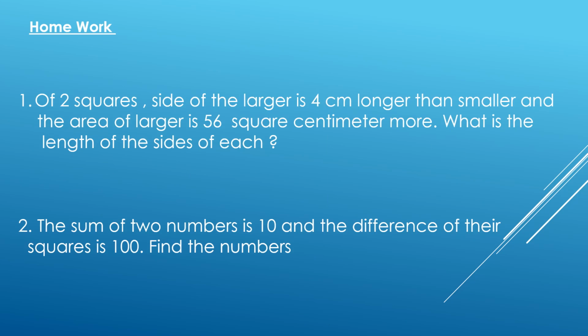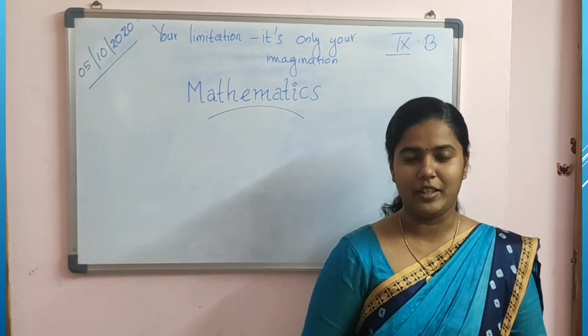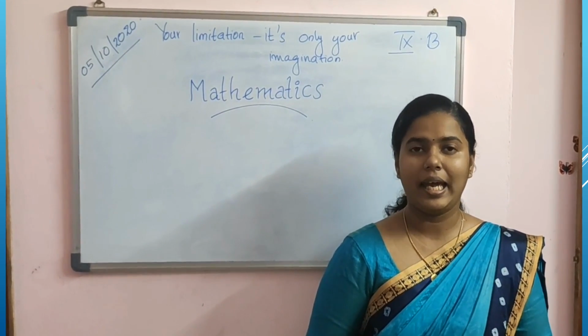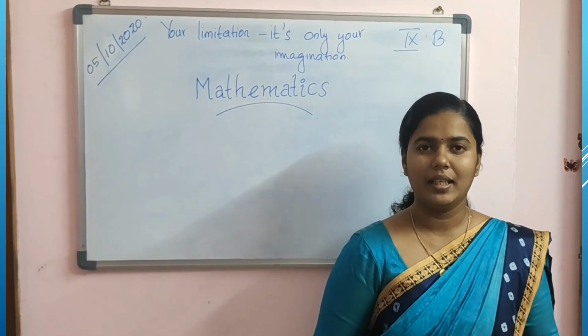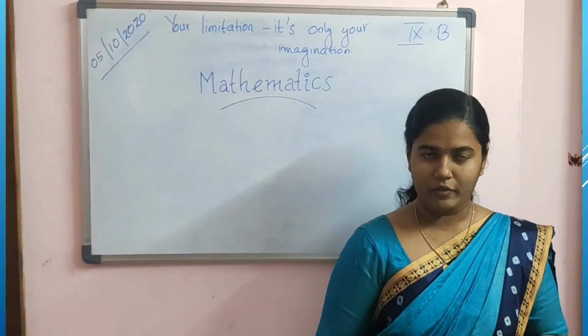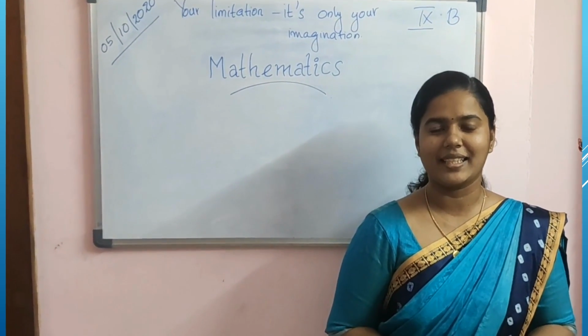So you have two homework questions. All of you must do this and we will discuss the answers in the next class. In this class we have learned how to use the identity x square minus y square equal to x plus y into x minus y to solve problems. Do the homework problems, go through the problems once again, and let's meet in the next class. Thank you.